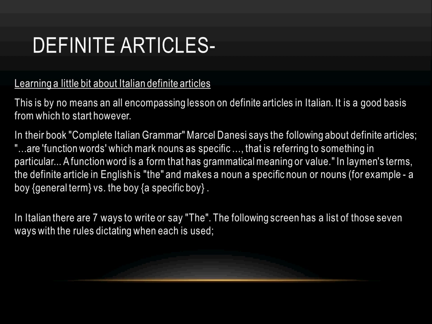In layman's terms, a definite article in English is the, and makes a noun a specific noun, for example. A boy, general term, versus the boy, a very specific boy. In Italian, there are 7 ways to write or say the. The following screen has a list of those 7 ways with the rules dictating when each is used.